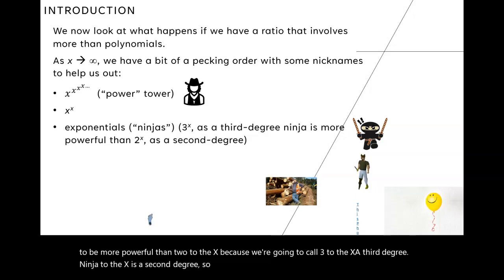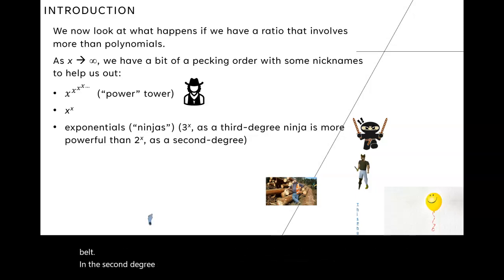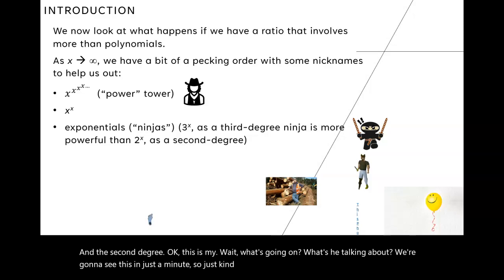So imagine like a black belt or all the different belts that you might see in martial arts. And the third degree has reached a higher belt than the second degree. Okay, so this might, wait, what's going on? What's he talking about? We're going to see this in just a minute. So just kind of bear with me here.